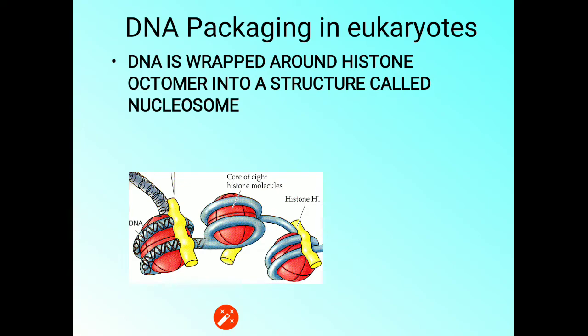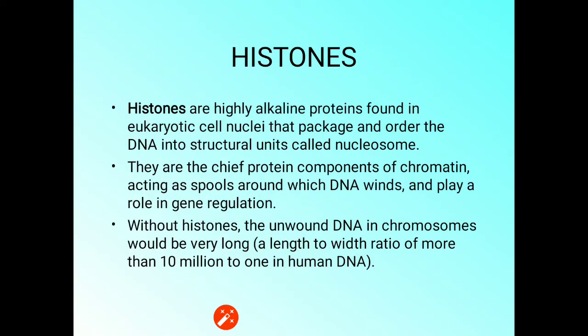Now the image is showing the DNA packaging in eukaryotes. DNA is wrapped around the histone octamer into a structure called a nucleosome. The histone proteins get arranged in the form of 8 subunits and form a histone octamer. Histones are highly alkaline proteins found in eukaryotic cell nuclei that package and order the DNA into structural units called nucleosomes. Histones are basic in nature due to the presence of 2 amino acids, lysine and arginine.